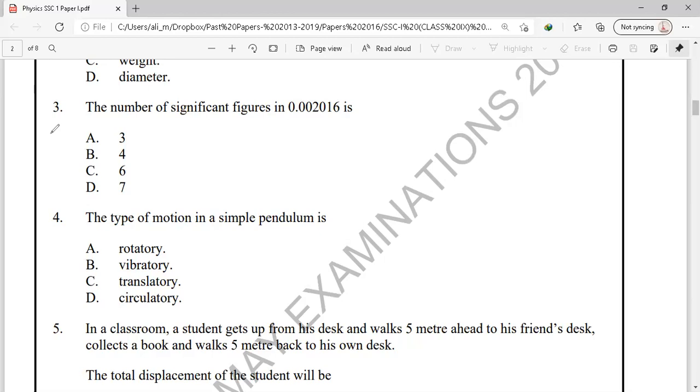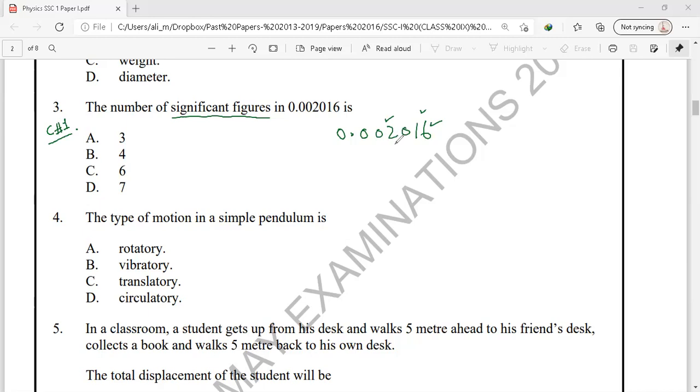Question number 3 is again from our chapter number 1. And as I've explained in question number 1, we have another figure, another measurement, 0.002016, in which we have to again identify the number of significant figures. So, according to the rules of the significant figures, 2, 1, and 6, these three digits are non-zero, and these three digits are considered as significant digits.